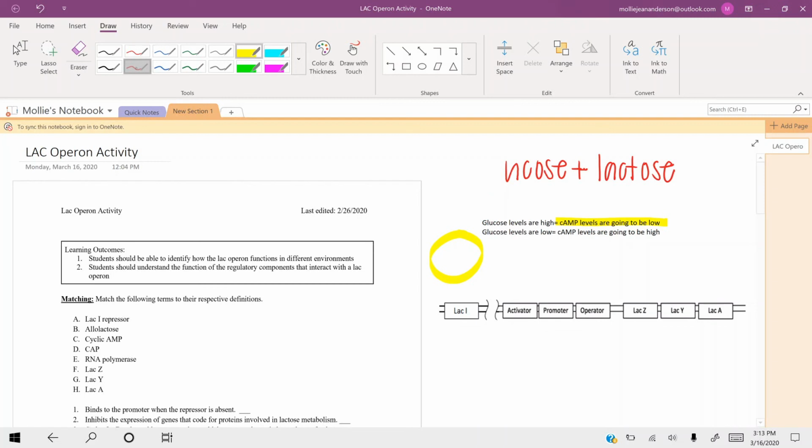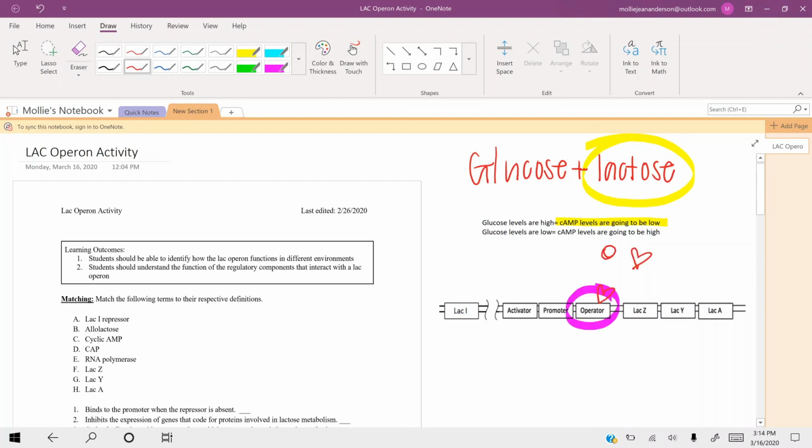So, CAP is not bound to the activator, so the activator protein is not going to be bound to the promoter. But we also know that lactose is present. And what happens when lactose is present? Well, when lactose is present, allolactose is also present. So this repressor that is by default bound to the operator has allolactose bind to it, therefore lifting it up off of the operator and allowing RNA polymerase to bind to the promoter, move along the track, and transcribe Lac Z, Lac Y, and Lac A.